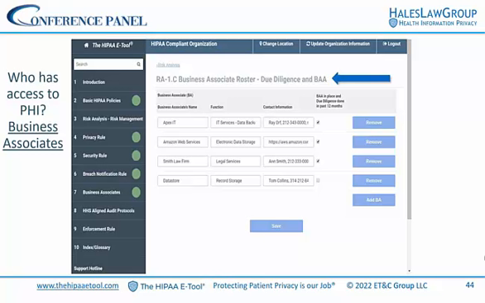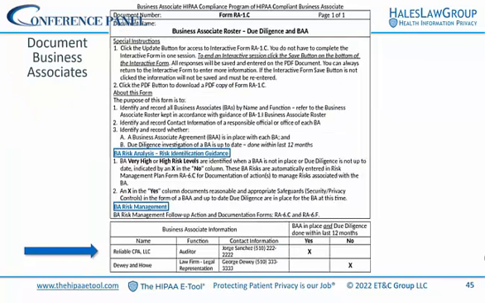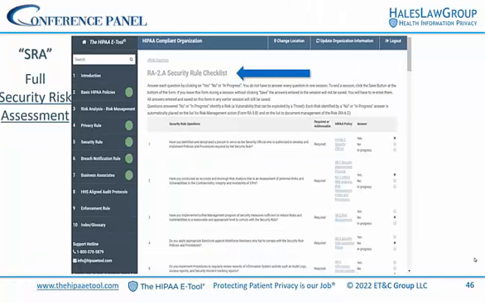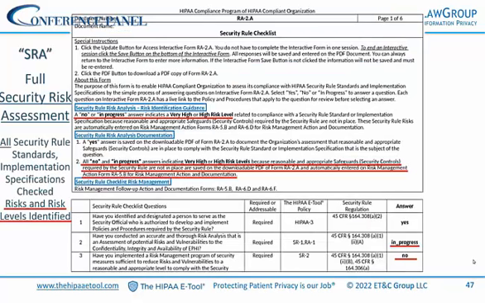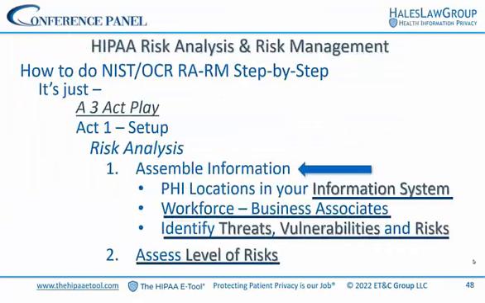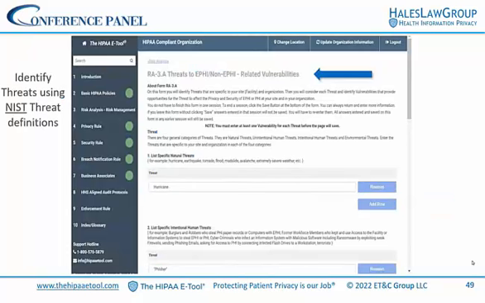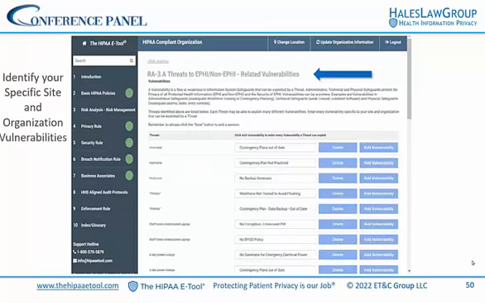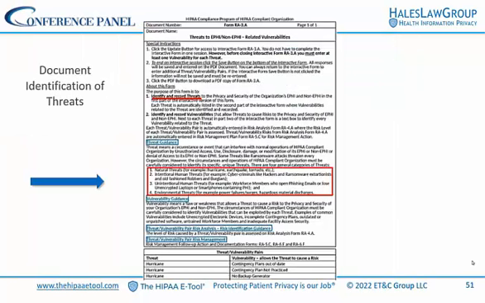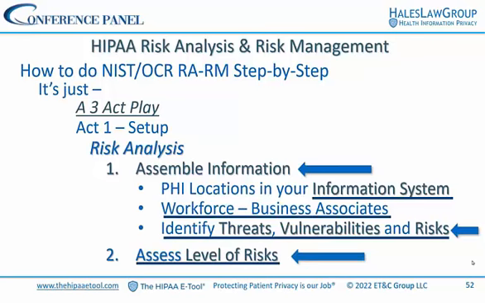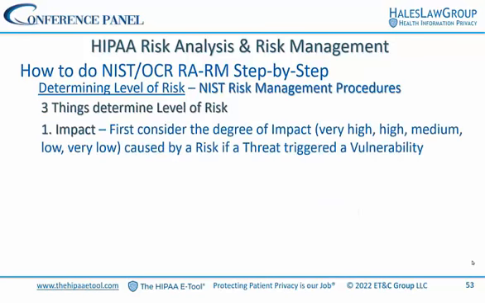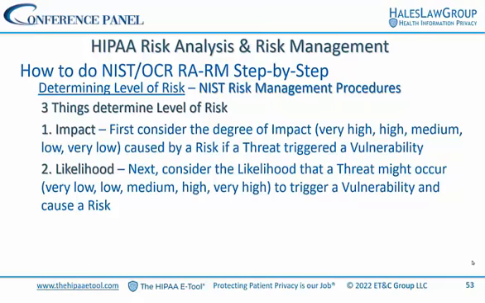Business associates. The issue here is a way to determine a risk level: a full security risk analysis, identifying risks and risk levels, and the threats and vulnerabilities. Identify threats using the vulnerabilities. There are three types of threats. Then assess the level of risks. How bad would it be if it happened? How likely is it that it can happen?